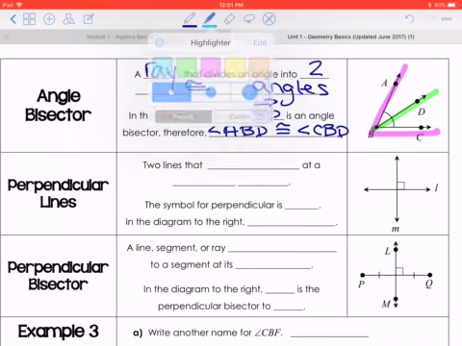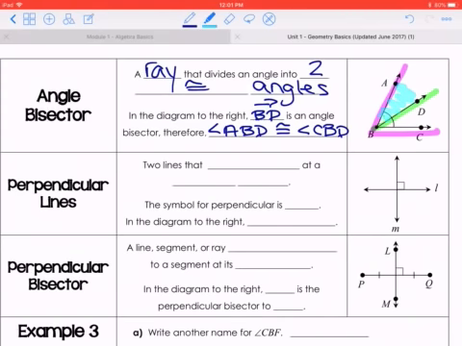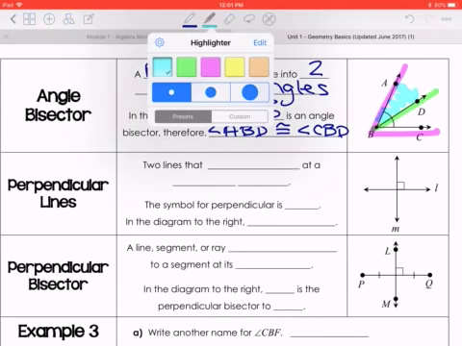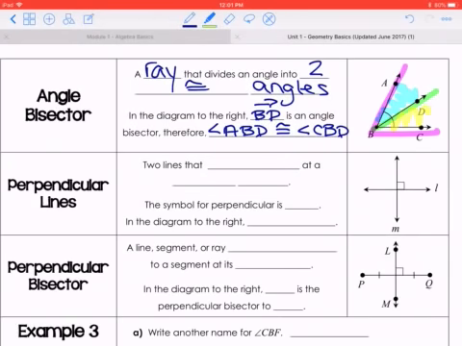So you have an angle here in blue. I called it ABD. You could have called it DBA. It means the same thing. And then you also have this smaller angle here in yellow, CBD. So the angle bisector has divided it up, and you have those two angles that are congruent. So they would have the same measurement.